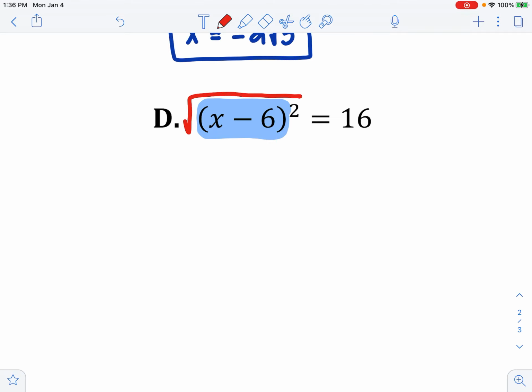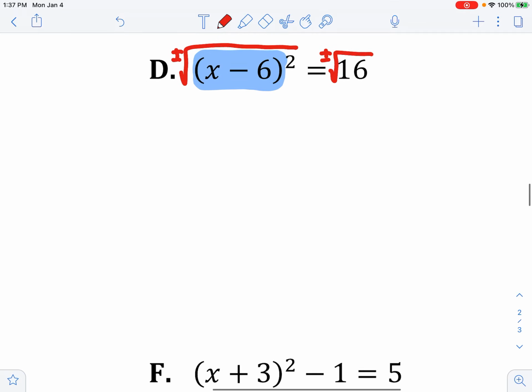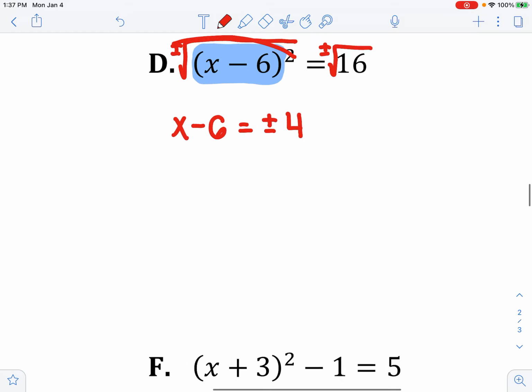So I'm going to square root to get rid of that square. Don't forget, whenever you put a square root into an equation, you have to account for the positive and negative answers. So the square root is going to cancel out this square. I have x minus 6 equals plus or minus. Do I know the square root of 16? I sure do. It's 4.